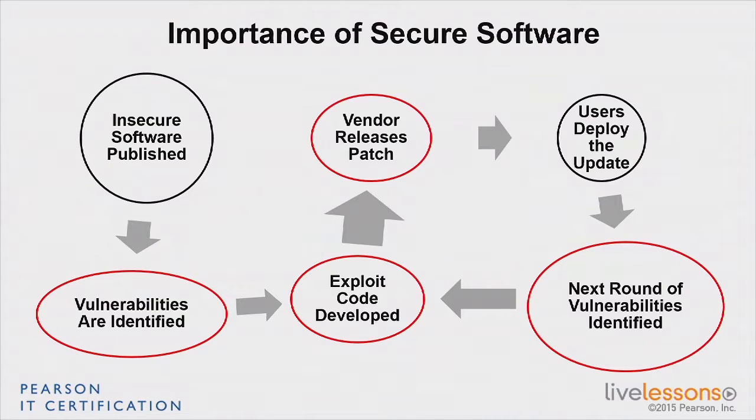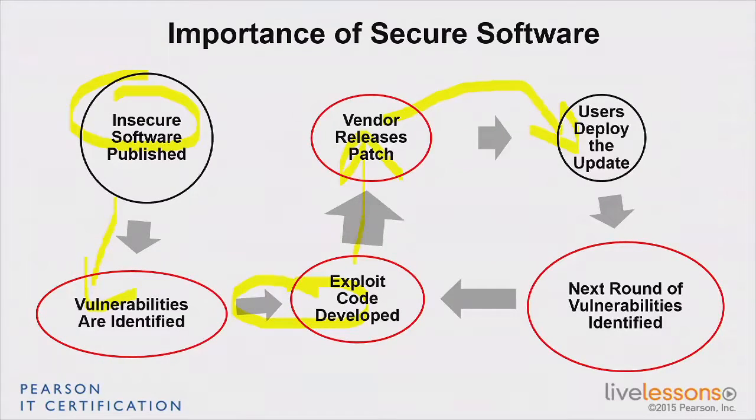And if we look through this graphic, you can see where the problems arise. We start with insecure software being published. So then we have vulnerabilities that are identified, and you can see now we're in the red zone. So once vulnerabilities are identified, we now get exploit code being developed, and now we've got this very vulnerable window, at which point also, or maybe in concert with, the vendor is developing and releasing a patch. That patch then needs to be deployed.